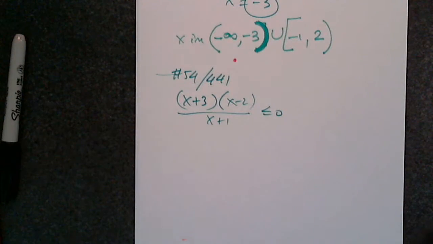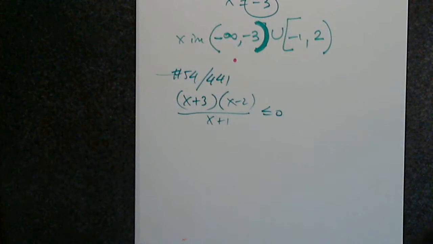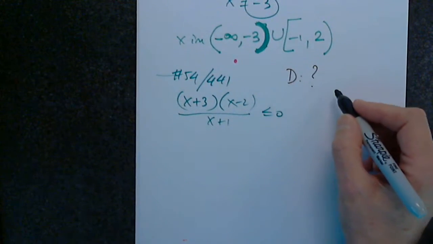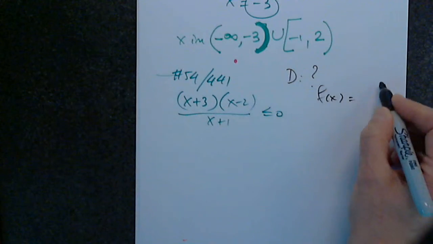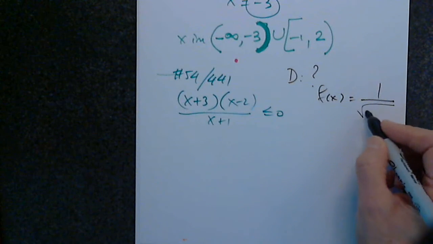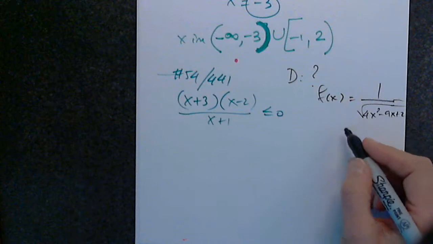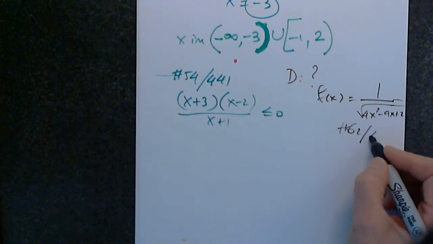Well, something like this comes into play when we want to find the domain of a function like f of x equals 1 over the square root of 4x squared minus 9x plus 2. And this is problem 62 on the same page.